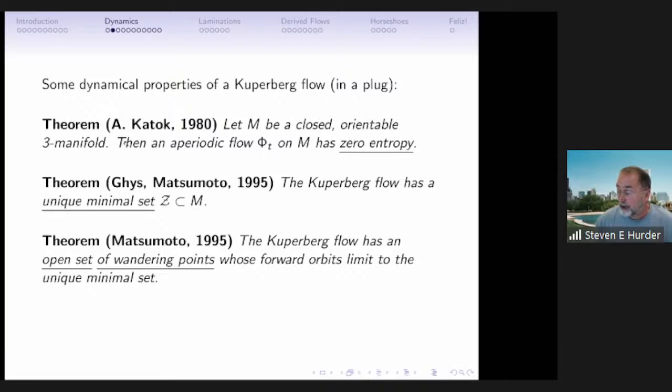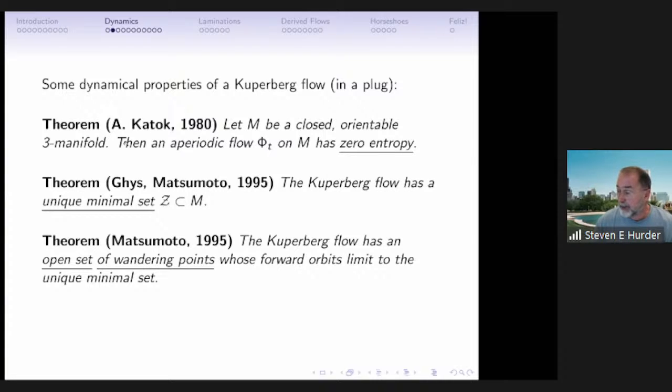Now, other theorems were observed that there's a unique minimal set inside the plug. Well, here I put M. I should have put P for the plug, because you might have several plugs if you want to do that. But anyway, you have one object that's a minimal set, where every orbit is dense. So maybe the structure of the minimal set is the key to understanding these. So there's a unique minimal set.